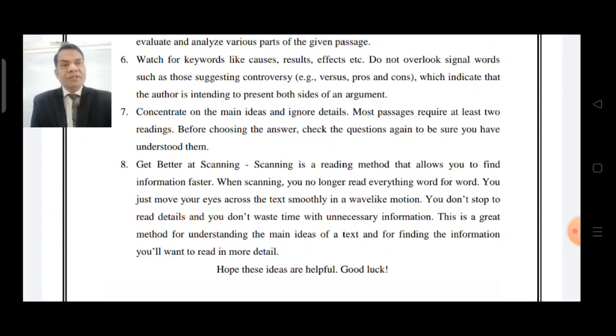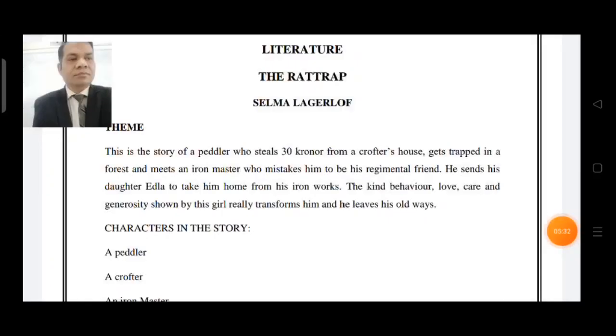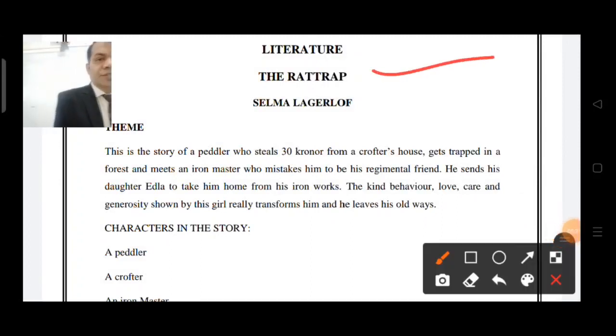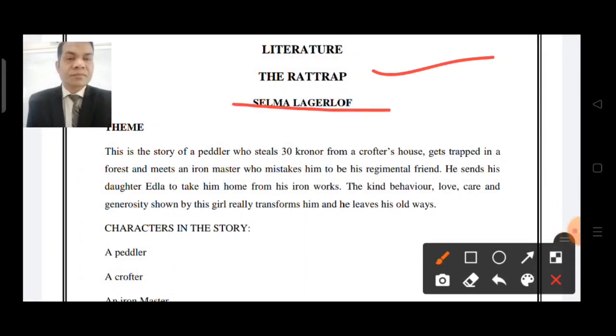So now after the discussion of the reading section and writing section, let us once again start the literature section. In the literature section we are going to revise The Rat Trap by Selma Lagerlöf. Let us go through the theme of the lesson.